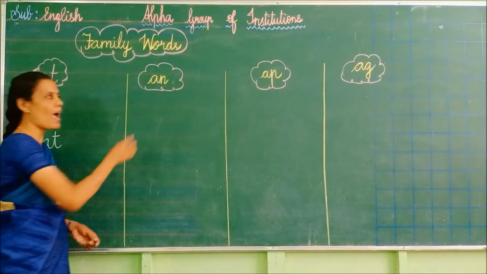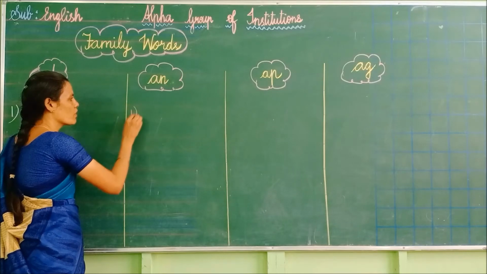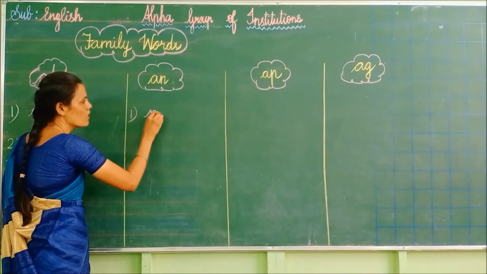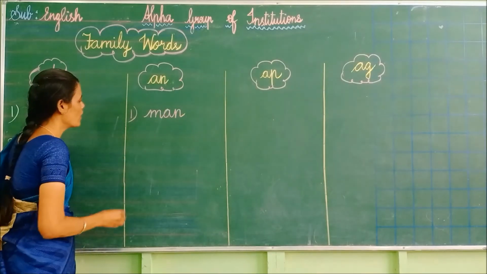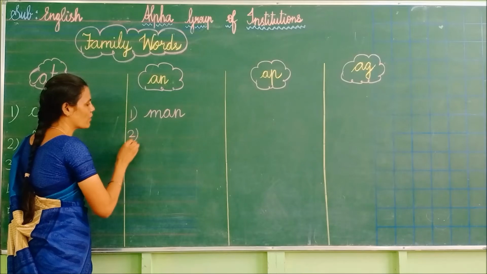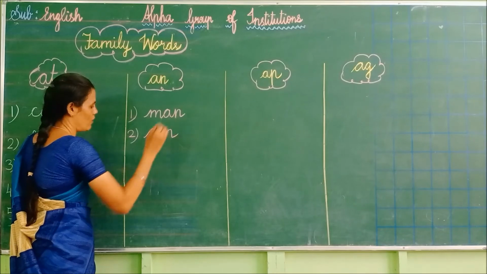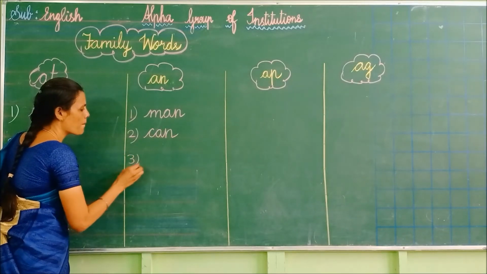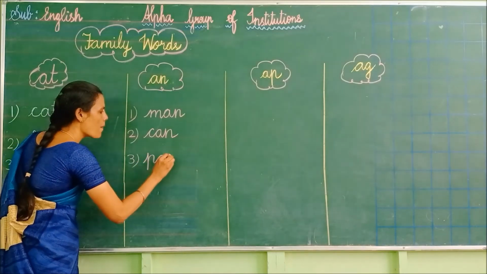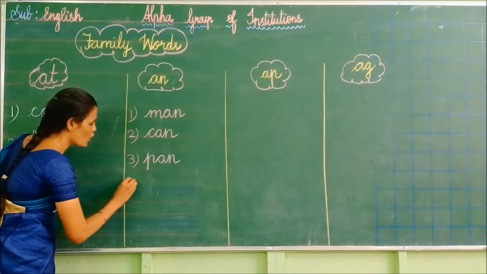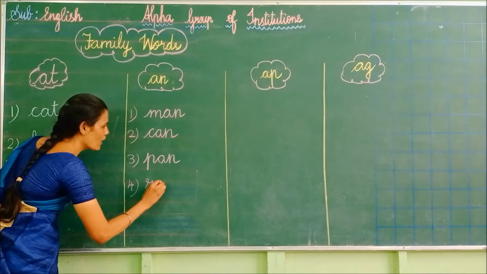Here we have an. What are we having? An. M, an. Man. Next one. Can. K, an. Can. Next one. Pan. P, an. Pan. Next one. Ran. R, an.